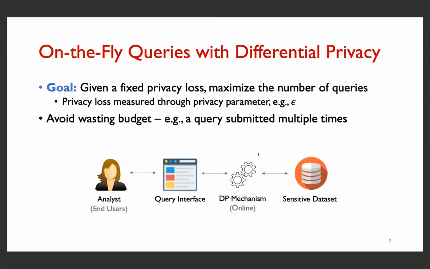And the problem we are looking at is the problem of answering queries on a sensitive dataset through a differentially private mechanism. And the goal is to maximize the number of queries that can be answered under a fixed global privacy loss. And the idea is to avoid wasting the privacy budget. The simplest example of that would be to avoid answering the same query multiple times with different noise.